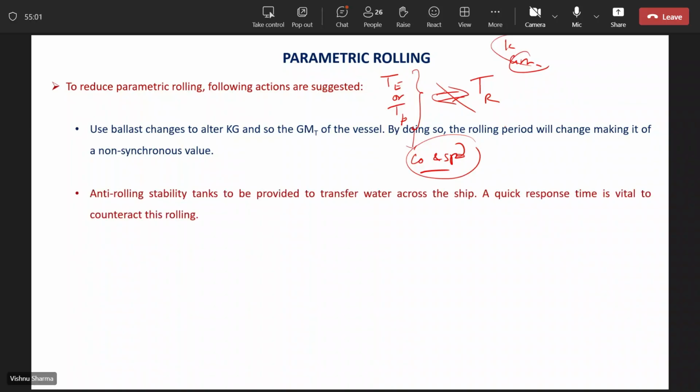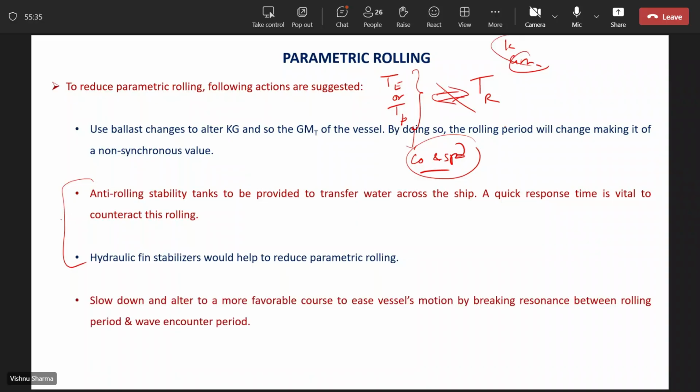Anti-rolling stability tanks to be provided to transfer water across the ship. A quick response time is vital to counteract this rolling. Siddharth, what did you have? Anti-rolling tanks, or what did you have as a damping mechanism? We had anti-rolling tanks. You had anti-rolling tanks, okay. Ships before that, we used to have fin stabilizers. Yeah, the next is hydraulic fin stabilizers could also be an alternative, right? So any of these two, they are all basically anti-rolling devices, right? Rolling damping devices. Yes.